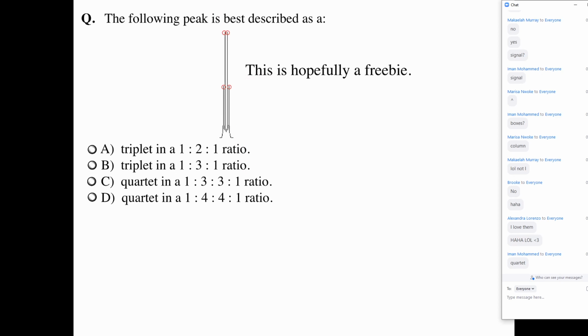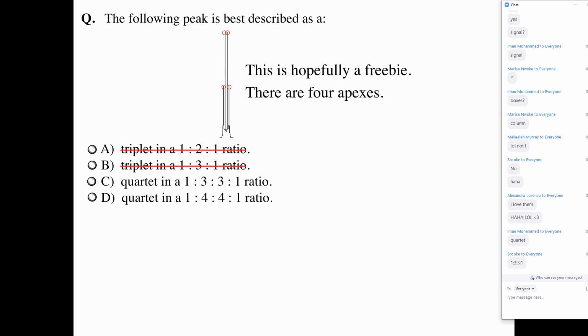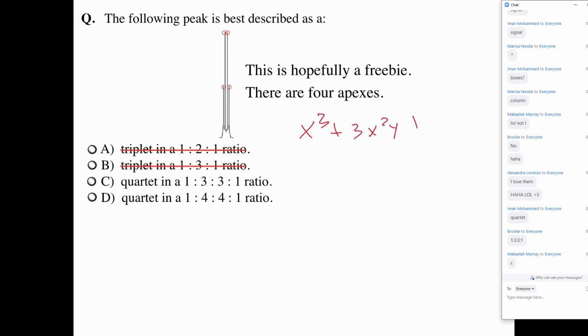Freebie is a really harsh word, and I should never use it, but still going to use it. So it's a quartet, 4 apexes. What is the ratio? Perfect. If you happen to know x cubed plus 3x squared y plus 3xy squared plus y cubed, you would know binomial expansion has a ratio of 1 to 3 to 3 to 1. Same as probability, same as anything that's a sort of expansion. Okay, I'm going to get rid of the binomial expansion, Pascal's triangle.